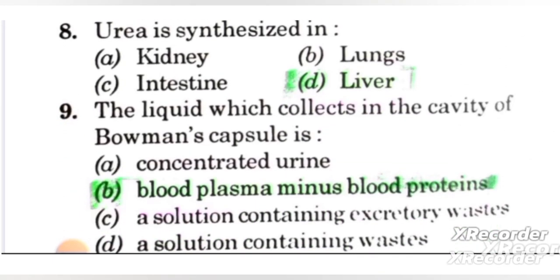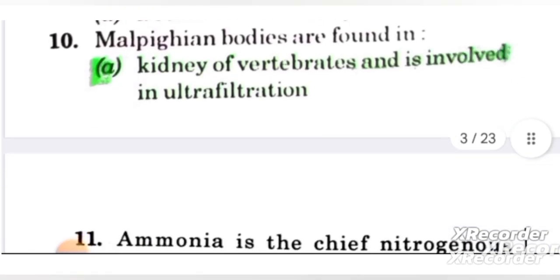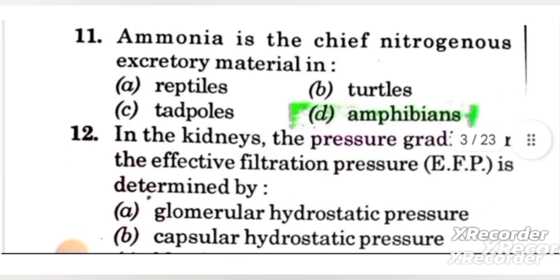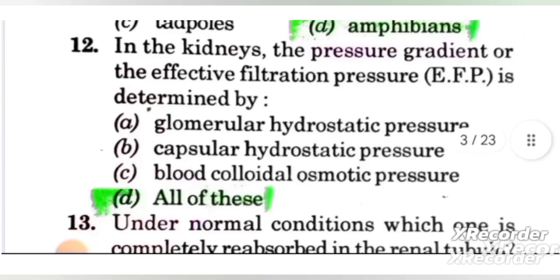Then 8. Urea is synthesized in answer D: liver. Next, ninth one. The liquid which collects in the cavity of Bowman's capsule is answer B: blood plasma minus blood proteins. Next, 10th one. Malpighian bodies are found in answer A: kidney of vertebrates and are involved in ultrafiltration. Next, 11th. Ammonia is the chief nitrogenous excretory material in answer D: amphibians.